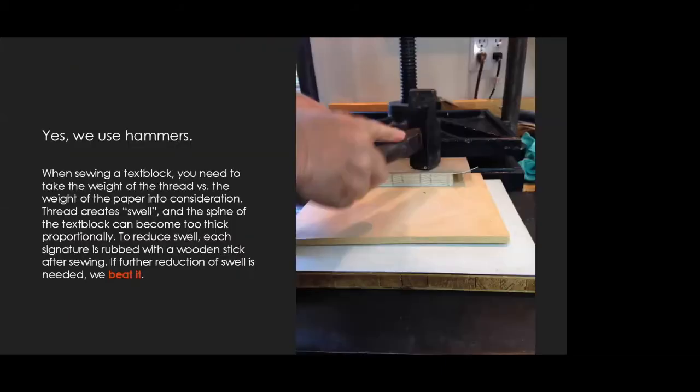Yes, we use hammers. Swell is the additional thickness in the spine of a book caused by the sewing thread. When a book is made up of soft paper, the sewing threads will become embedded in the paper when the book is smashed by a hammer or nipped in a press. While excessive swell is undesirable, some swell is required for proper rounding and backing.